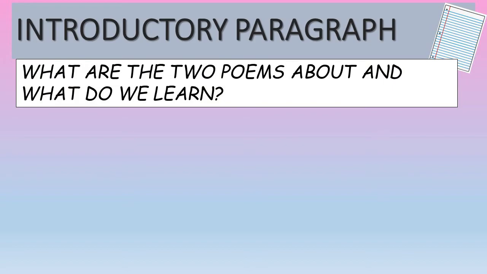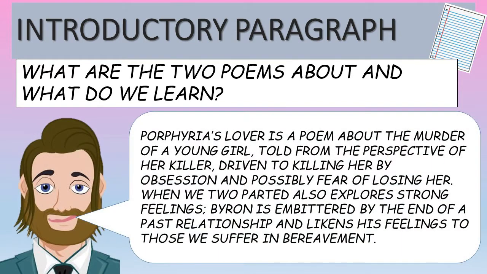So, introductory paragraph now. What are the 2 poems about and what do we learn? If I was in the exam, this is what I might write. Porphyria's Lover is a poem about the murder of a young girl told from the perspective of her killer, driven to killing her by obsession and possibly fear of losing her. When We Two Parted also explores strong feelings. Byron is embittered by the end of a past relationship and likens his feelings to those we suffer in bereavement. So there's my introductory paragraph.